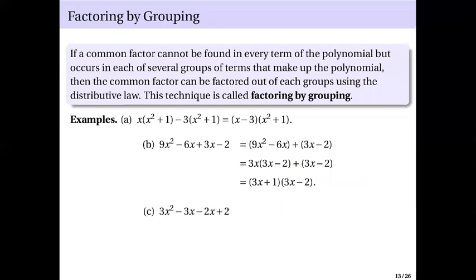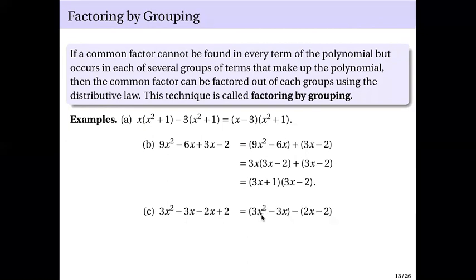Next, for this example, 3x squared minus 3x minus 2x plus 2. So again, if you look at this, it's already decomposed. So minus 3x minus 2x. In an actual problem, they are joined together as minus 5x. But anyway, how do we do this? I have separated them this way. We can now start the grouping.